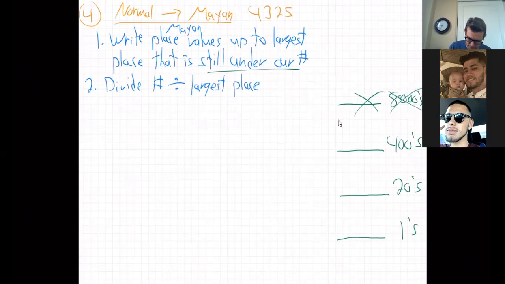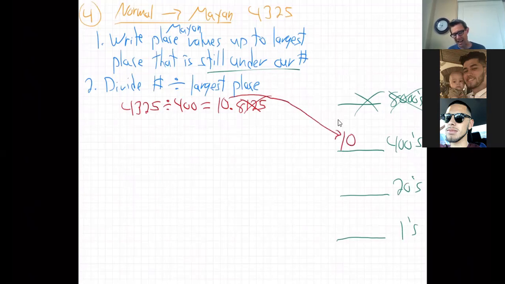So my number is 4,325 divided by the place value, the 400s place. Use your calculator. I'm getting 10.8125. Throw away the decimal, keep the whole number. So 10. We need 10 400s. That makes sense because that's 4,000, isn't it? We need 10 400s, 10 in the 400s place that fit into our number 4,325.